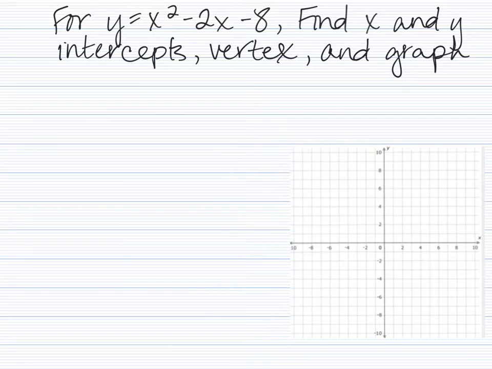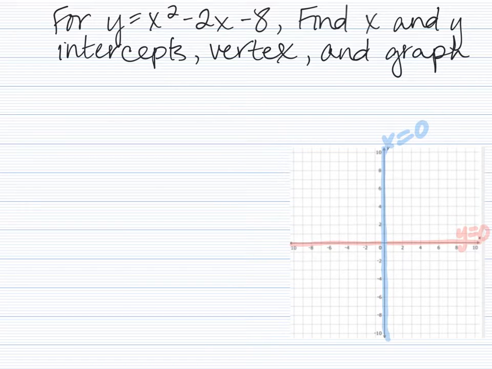Next up, we need to be able to graph these quadratics using x and y intercepts. Remember that this is your x-axis, and all along that x-axis, y equals 0. This is your y-axis, and all along the y-axis, x equals 0. We're going to use that information to find our x and y intercepts.